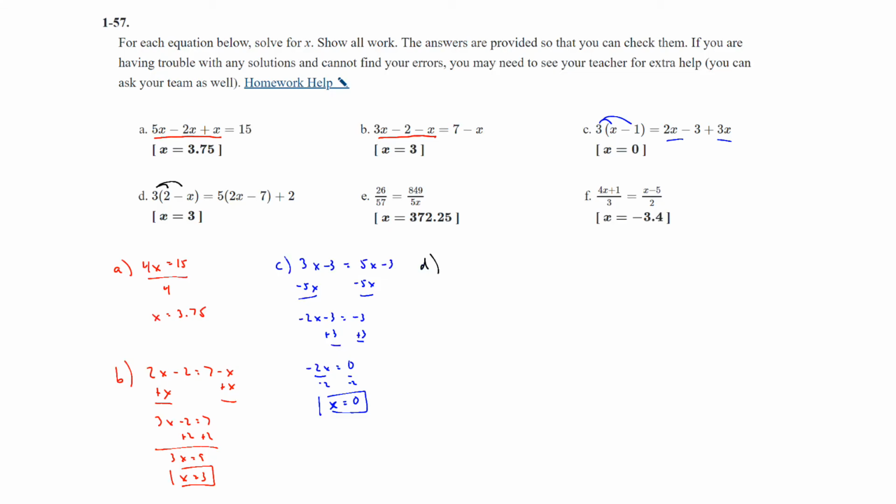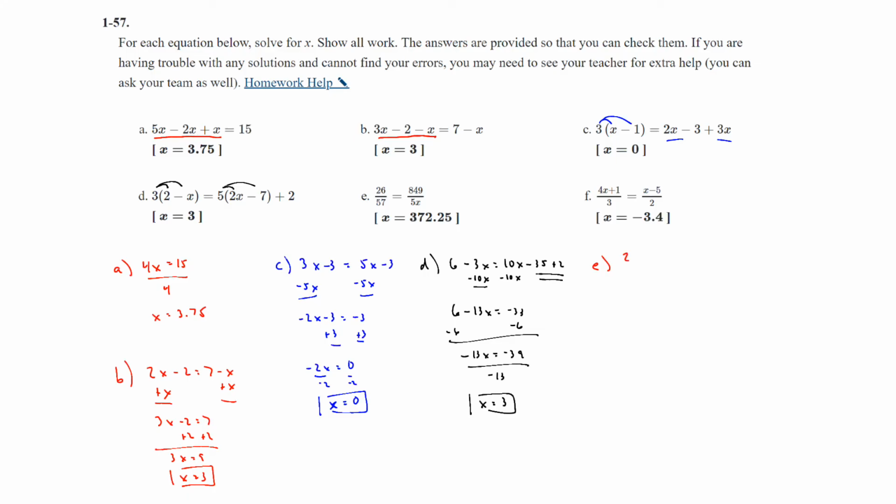Part D, we have to distribute twice. So we'll get 6 minus 3x equals 10x minus 35 plus 2. We can then combine our like terms. I'm also going to subtract 10x. So we get 6 minus 13x is equal to negative 33. Subtract 6. Negative 13x is equal to negative 39. Divide by negative 13. X is equal to 3. So far everything's checking out.